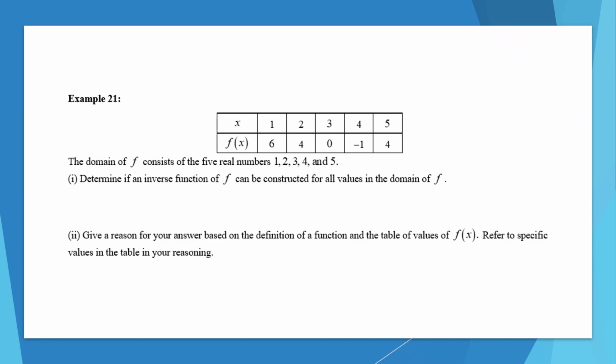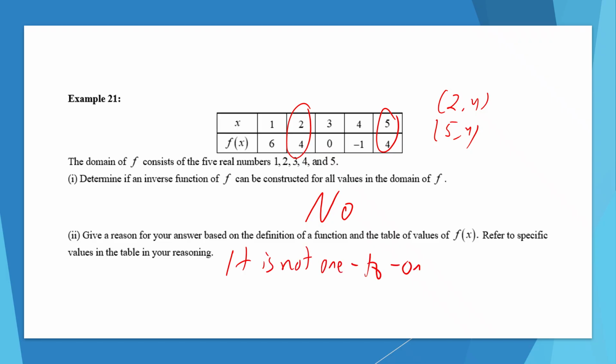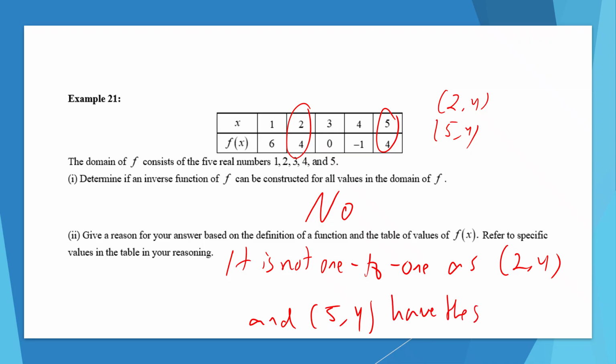All right, so let's try example 21. Determine if an inverse function can be constructed. Here I would say no, because I see that those 2 points, 2 comma 4 and 5 comma 4 have the same y value, and then give a reason. So I would say it is not 1 to 1 as 2 comma 4 and 5 comma 4 have the same y value. Right, so that would be enough there.